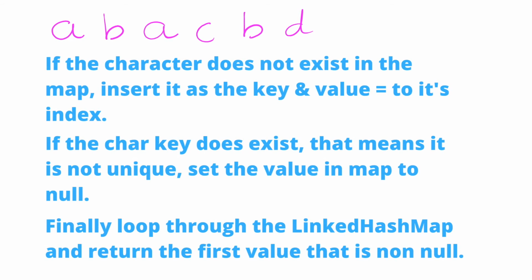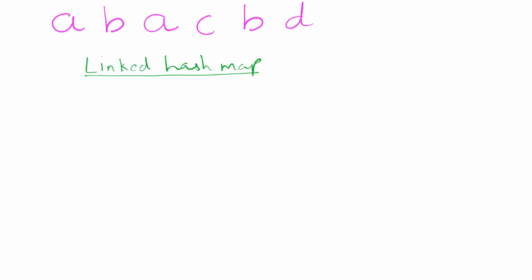If the character key does not exist, we will insert it with a value equal to the index of the character. If the character key does exist, that means it is not unique, and we will set the value in the map for this character to null. We can also set it to -1 if you prefer. Finally, we will loop through the linked HashMap itself and return the first value that is not null. We will start iterating the input array at index 0.